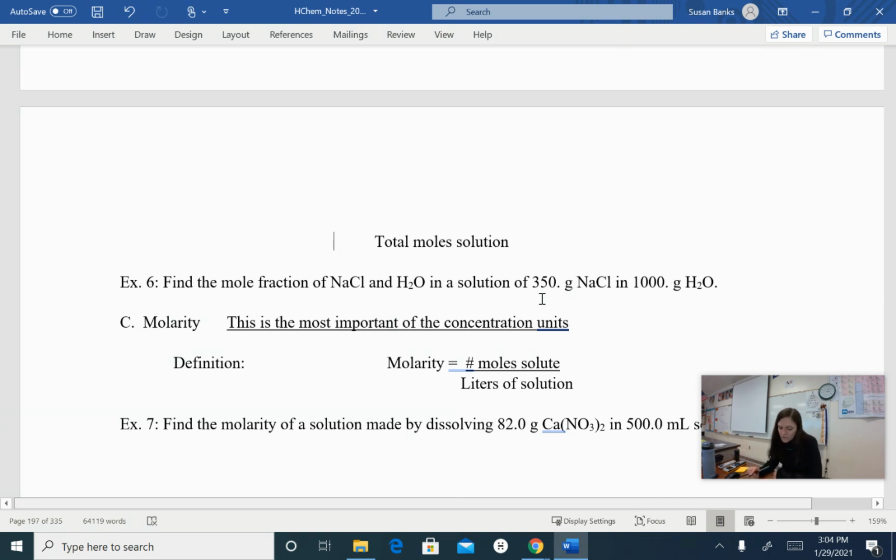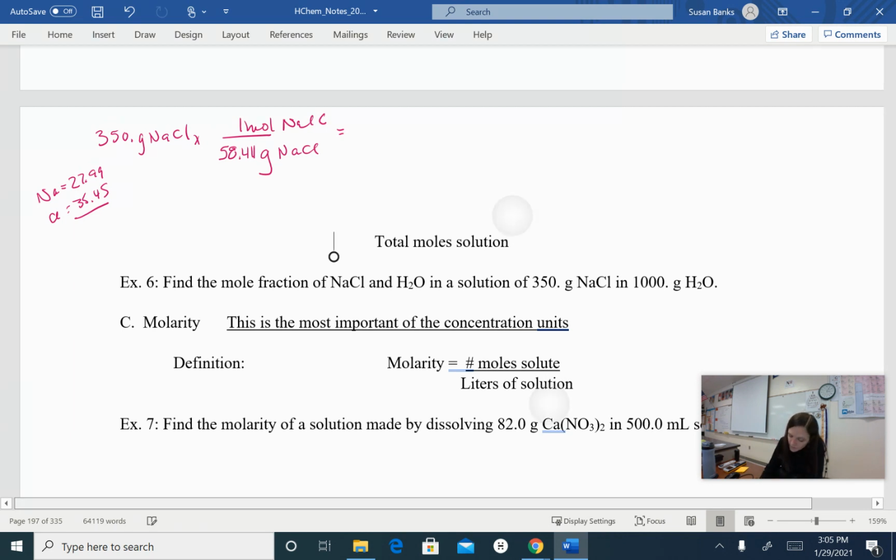Let's take the sodium chloride first. So I have 350 grams of sodium chloride, and I need to find how many grams of sodium chloride are in a mole of sodium chloride. Sodium is 22.99 and chlorine is 35.45. When I add that up together, I get a molar mass of 58.44. When I do the math there, I get 5.99 moles of sodium chloride.